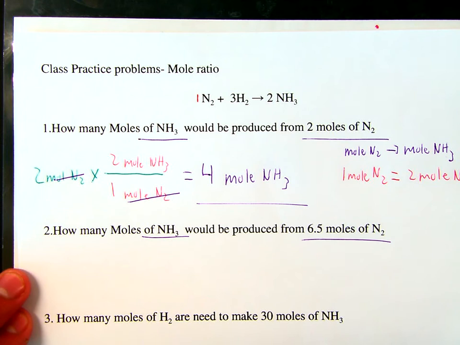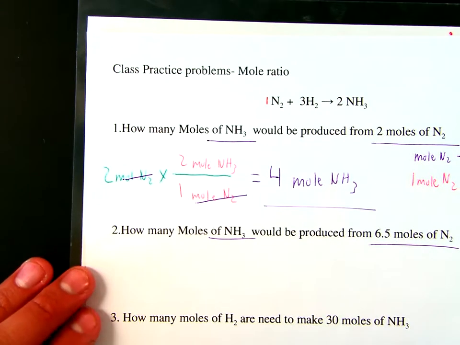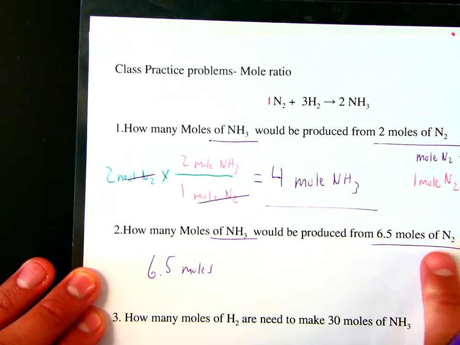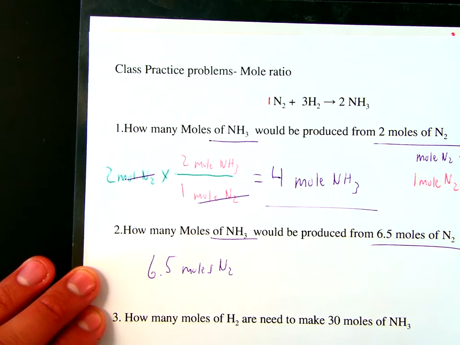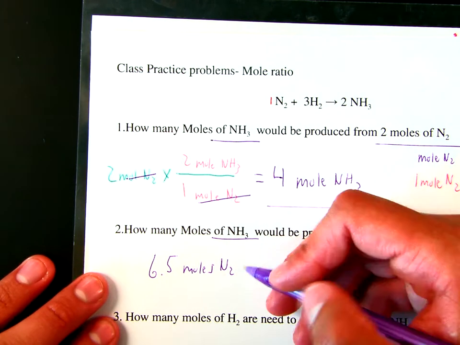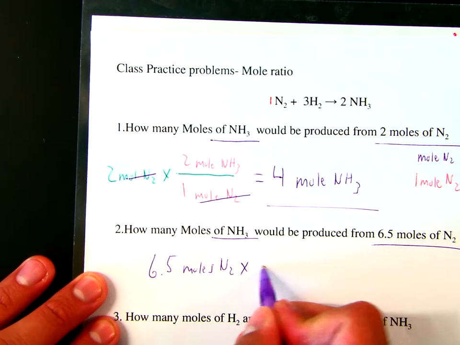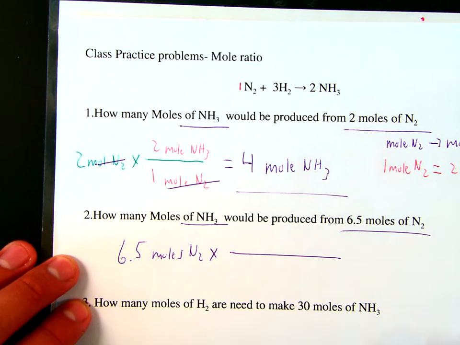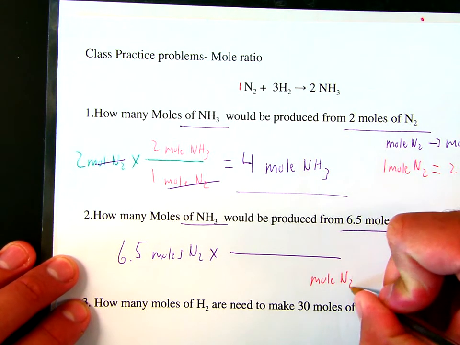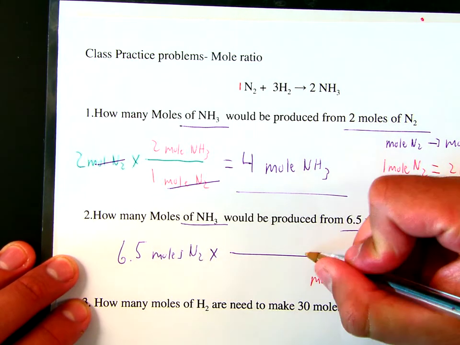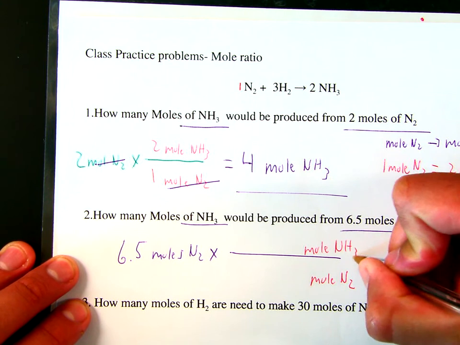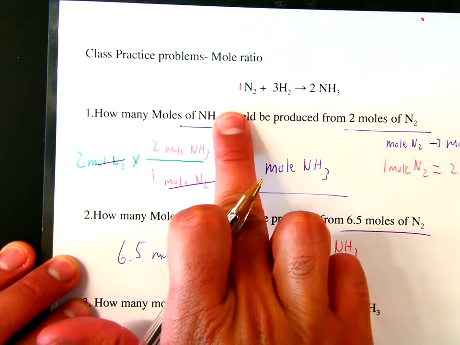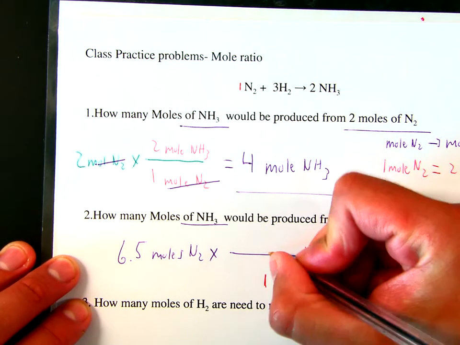All right, so if I have 6.5 moles of N2, which is my starting product, times a fraction. Well, I know I want moles of N2 in the bottom, so I put that in the bottom. I want to figure out how many moles of NH3 I make, so I put that on top. Moles of NH3. And the equation gives me these numbers. So the equation tells me that for every one of these, I get two of these.